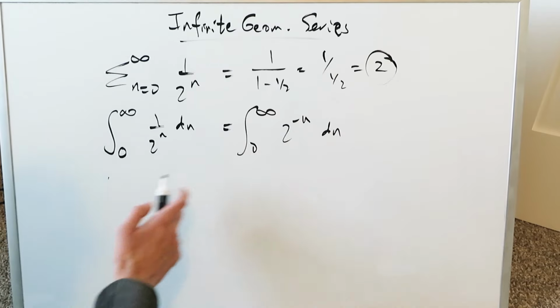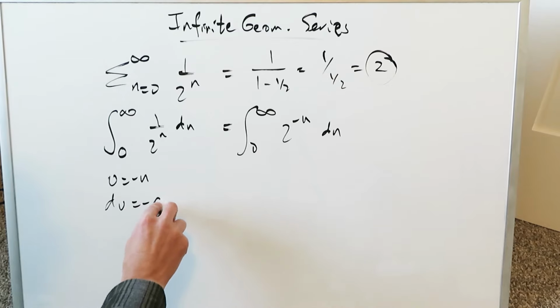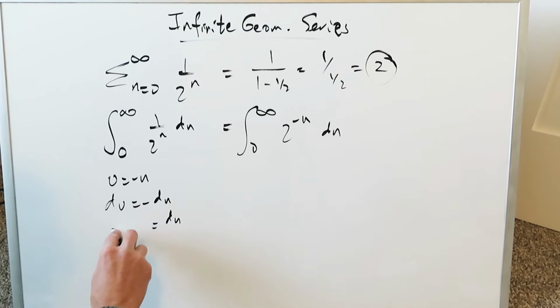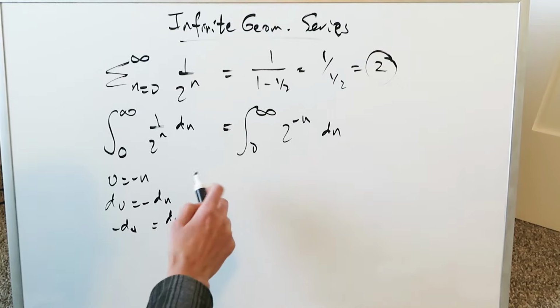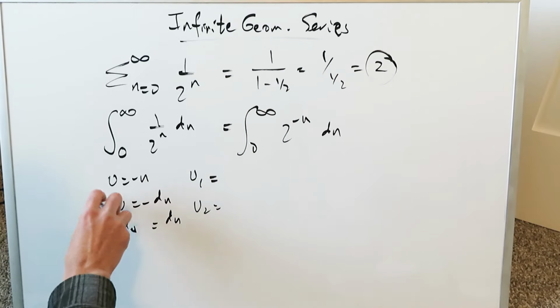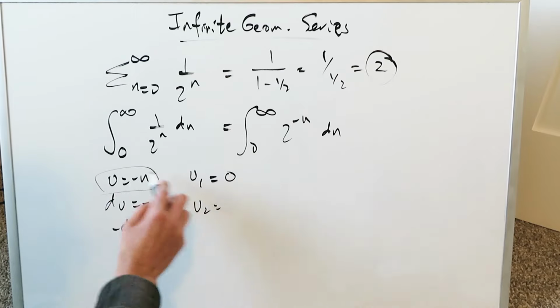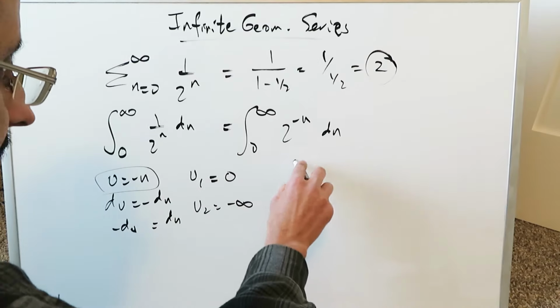You can do u is equal to minus n, then du is equal to minus dn, so dn is equal to minus du, but you have to bring in a new set of limits because this is a definite integral. u1, u2, you'd put everything here with regards to this. It would be 0, and here you'd have minus infinity. When you bring in these substitutions, this is how it will play out.